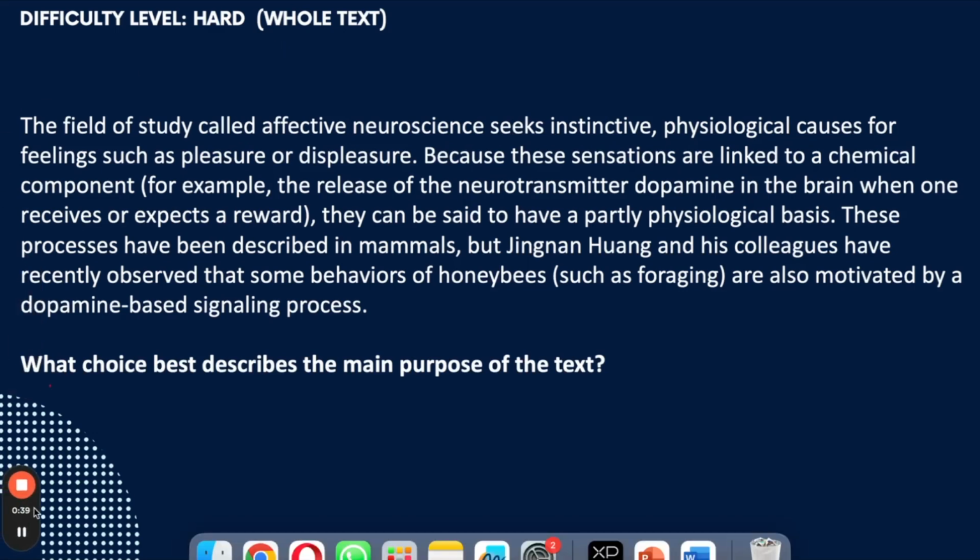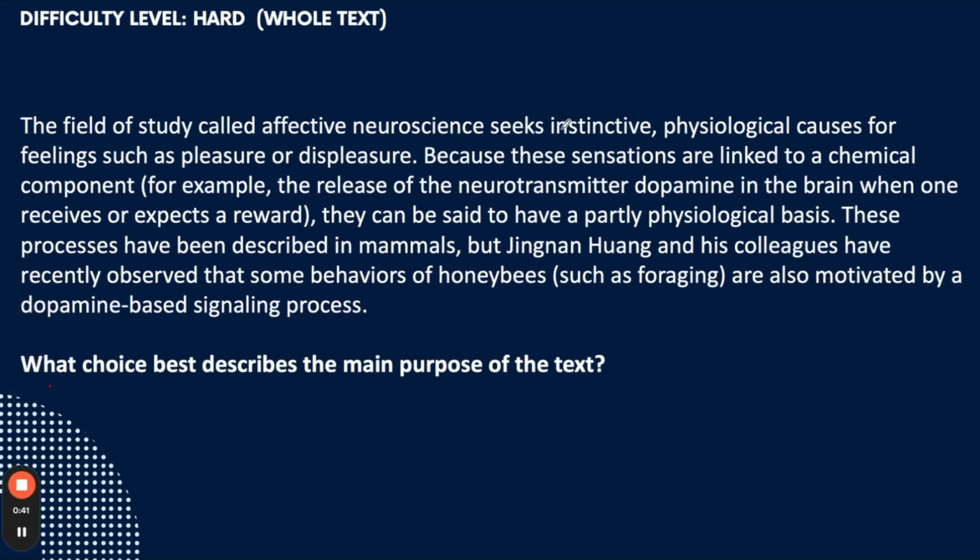The field of study called affective neuroscience seeks instinctive psychological causes for feelings such as pleasure or displeasure. Now, what is this sentence doing? This sentence is simply introducing the concept of affective neuroscience to us. That's been explained to us. I don't need to take away everything from here. I simply need to know what the sentence is doing. It's introducing the affective neuroscience concept to me.